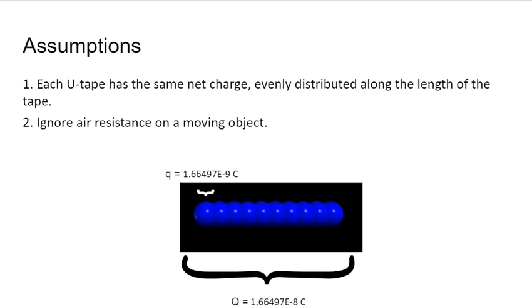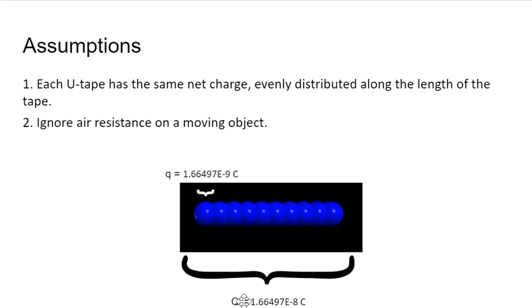So some of our assumptions for our model is that each U-tape has the same net charge, which is evenly distributed along the length of the tape. And we are also ignoring air resistance on a moving object. And so here you can see one tape represented as a line of point charges. And I chose N to be 10.